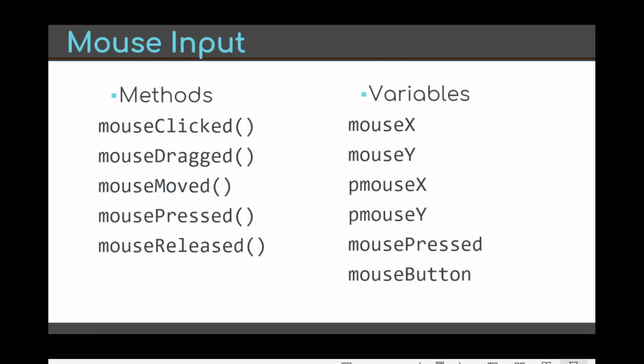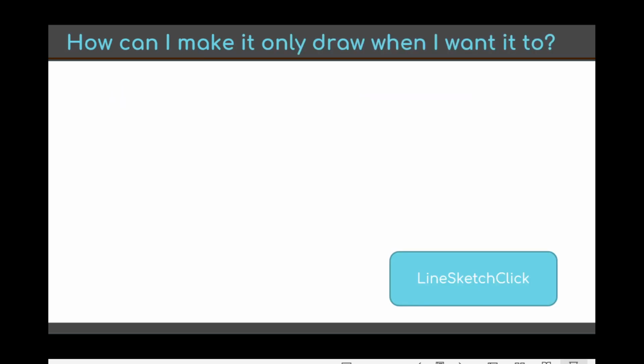So the important ones we'll look at that you'll be using pretty regularly with the mouse are clicked, dragged, moved, pressed, released. Variables are mouseX, mouseY, pmouseX, pmouseY, mousePressed, and mouseButton. I would take a look at all these. These will be very handy for you.